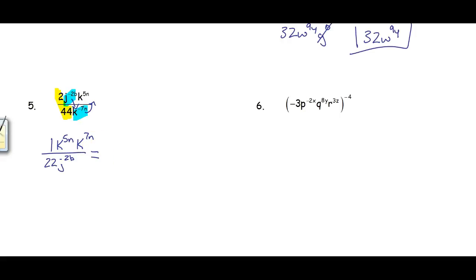So go ahead now and combine. You can combine those to get k to the 12n. Remember, when they're not in parentheses, you're going to add your exponents. So k to the 12n over 22, and j to the 2b is going to stay.